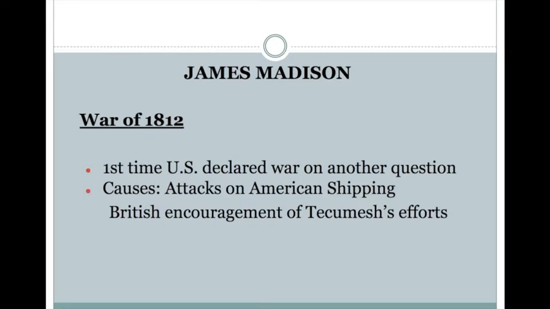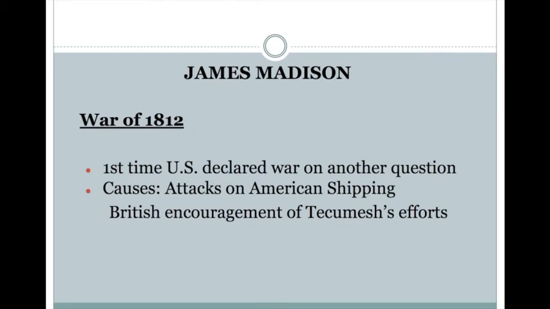The causes of the War of 1812 were, one, attacks on American shipping by the British. They were still doing that. And two, the British were encouraging Tecumseh's attacks on American settlements. So the War of 1812 was a two-front war. It was a war on Britain, and it was a war on Indians. Britain had defeated France, so it had turned its attention to America. Some Indians sided with the British, including Tecumseh, and some assimilated Indians, meaning they had assimilated into American culture, sided with the U.S.